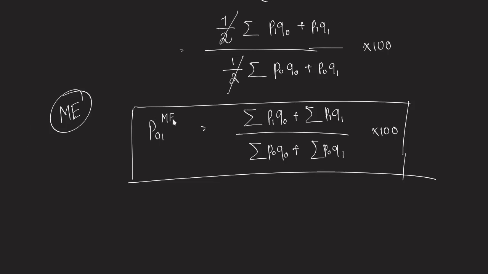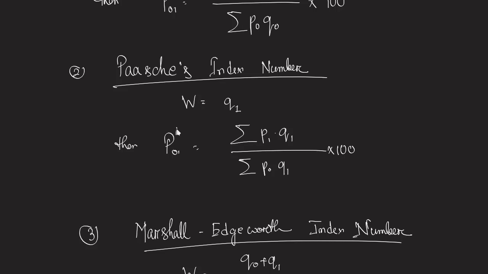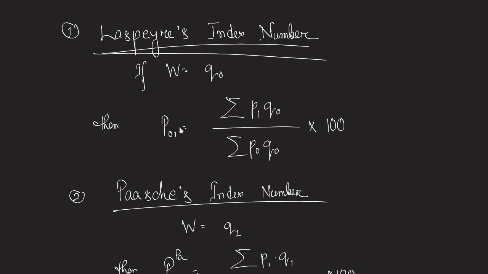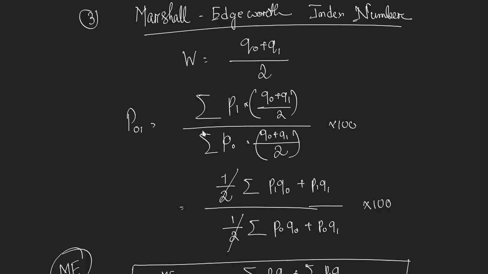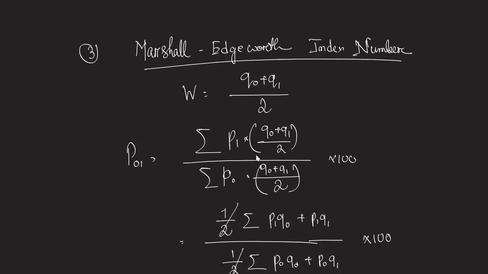So the formula symbol is written on top like this. P01 ME will be Marshall Edgeworth, PA will be Paasche, and LA will be Laspeyres. So to identify different formulas, we write a symbol on top, normally L or P, but writing LA is also the same. So these are the symbols to represent the index number formula we use. So this is the Marshall Edgeworth formula.